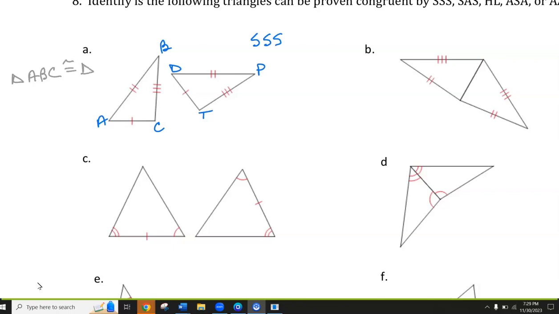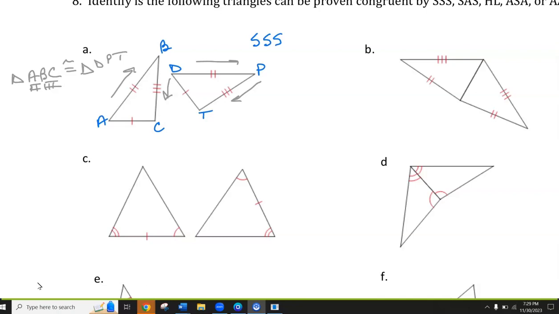Now you've got to be really careful how you name this one. So look what I did. I went down the 2 and then down the 3. So I'm going to do the same thing for the other triangle. I'm going to go down the 2 and then down the 3. So I'm going to call it DPT. Okay, that's your congruency statement.